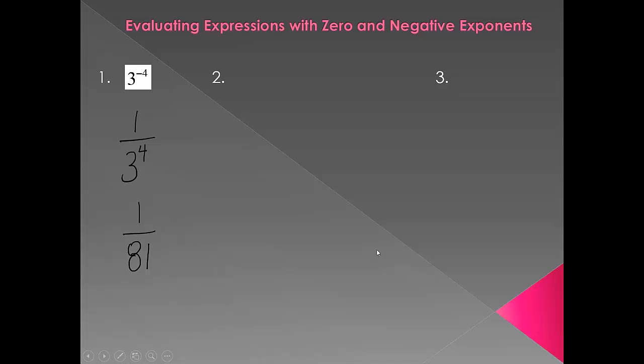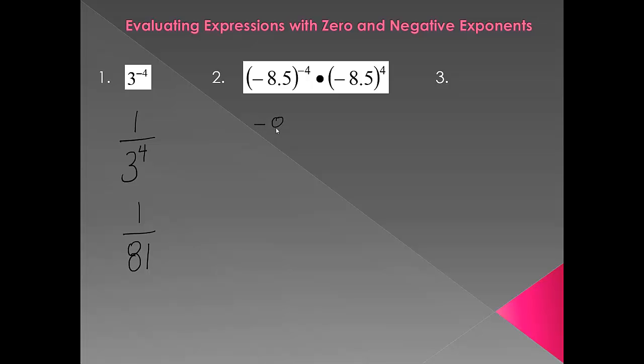For number 2, we have negative 8 and 5/10 to the negative 4th power times negative 8 and 5/10 to the 4th power. We're going to use our product of powers property to help us solve this problem. So we have negative 8 and 5/10, and when we have the product of powers property, so we have the same base, we add our exponents since we're multiplying. So we're going to have negative 4 plus 4.